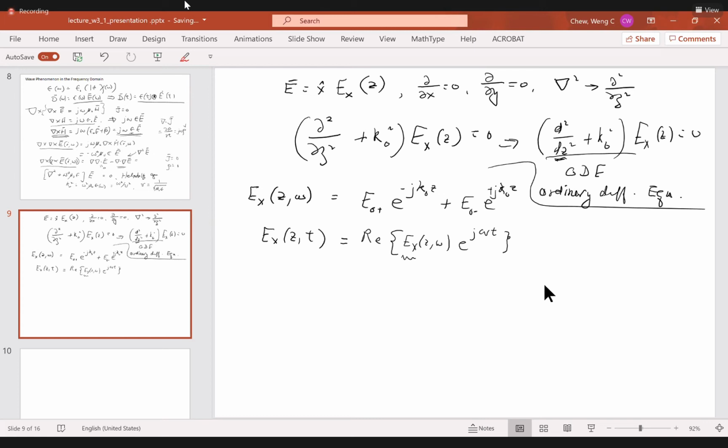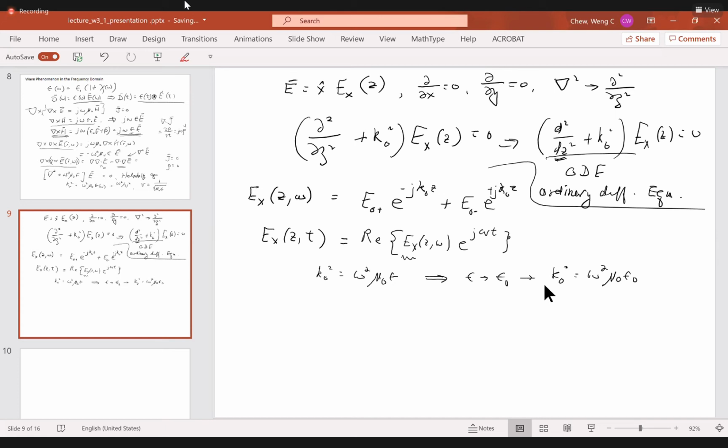So let's make things simpler so that we can study the physics more easily. k naught squared can be omega squared mu naught epsilon. Let's assume that epsilon is just equal to epsilon naught to make things simpler. So k naught squared is just omega squared mu naught epsilon naught. So we go back to the vacuum case where there's no material present. And then we look at the Helmholtz wave equation again.